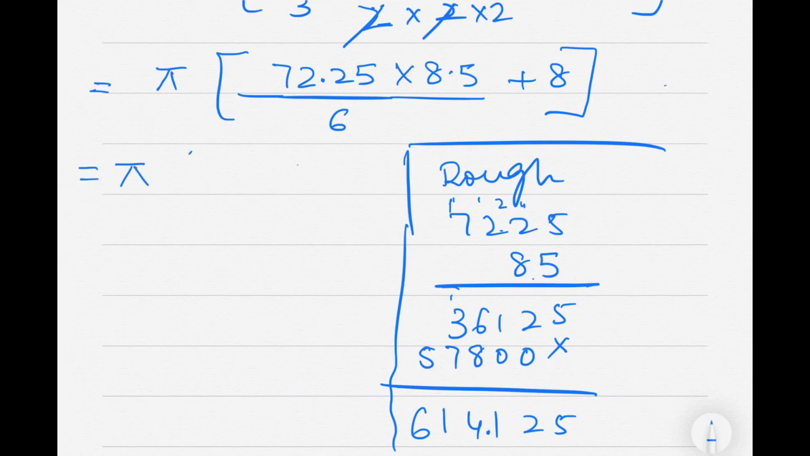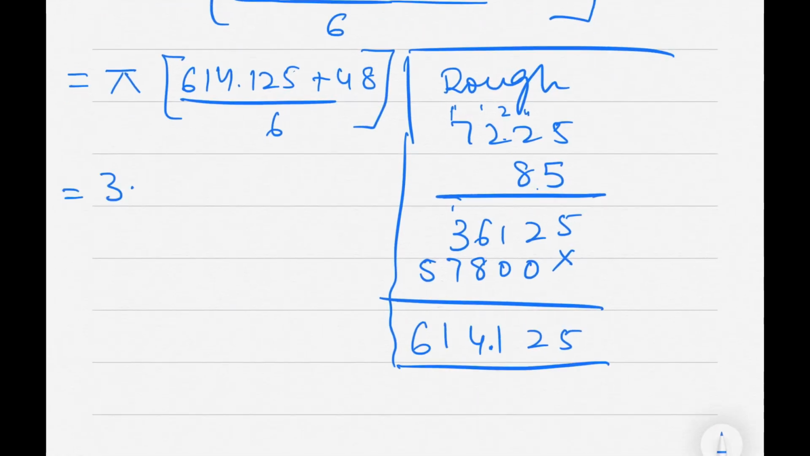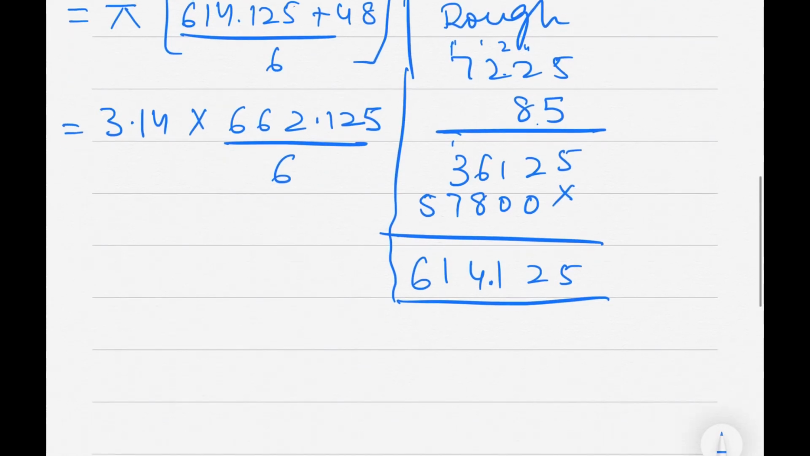I can write down this next step as pi into 614.125, and this will be the LCM I'm taking, so this can be 8 6s are 48. So now this will be equal to pi. They have already said to take 3.14, and this becomes 0.125 will be here, and we have 8 and 4, 12, 1 carry, 5 and 1, 6, and 6 by 6.